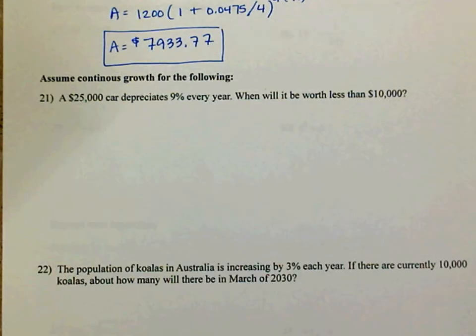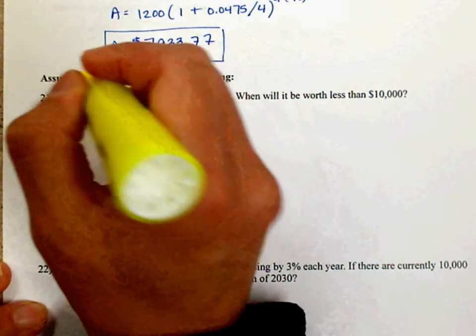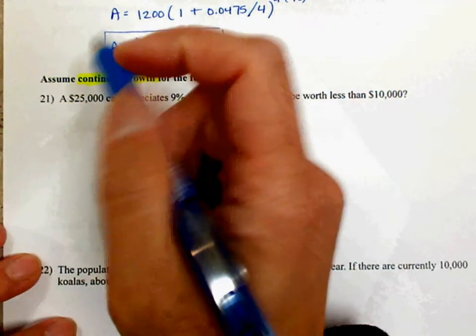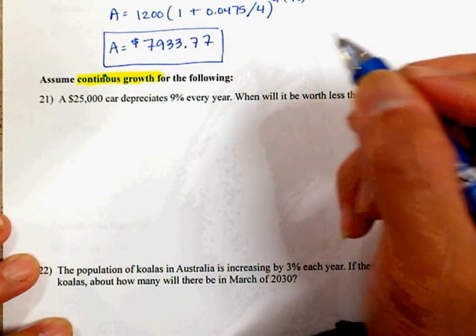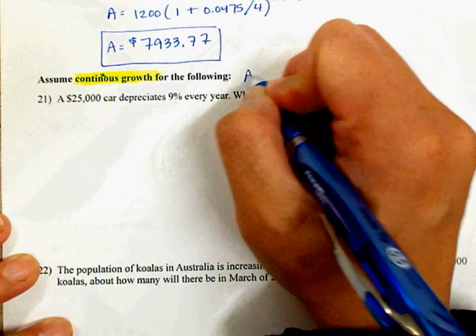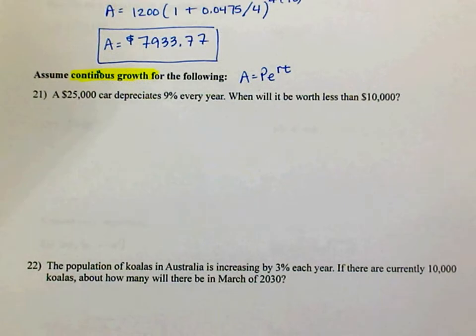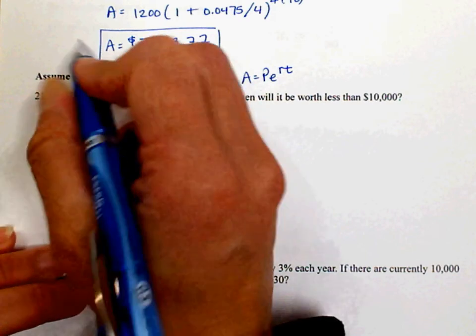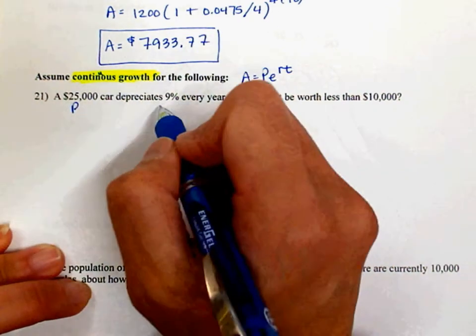The next part tells you you are assuming continuous growth or decay. That means it's going to go all the time, and the formula that goes with continuous, I think I misspelled, there should be another U there: A equals P, Euler's number, raised to the R times T. Some people say Euler, some people say Euler's, same thing. A $25,000 car depreciates, so there's your P. Depreciate at 9%.